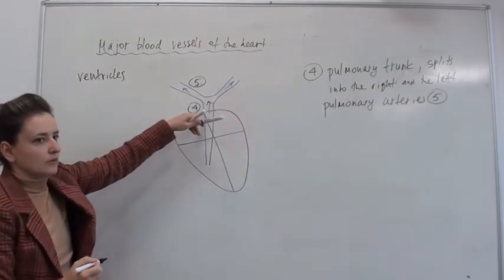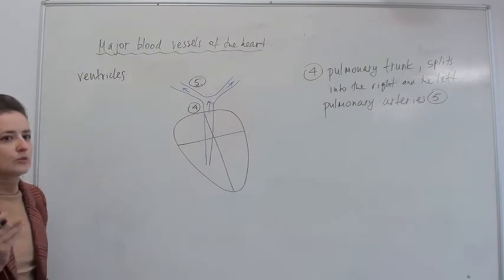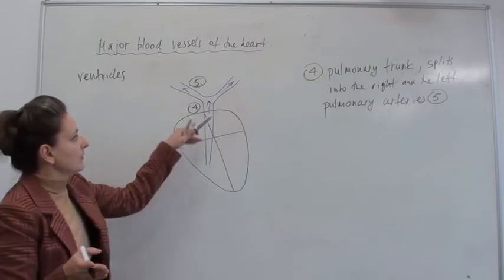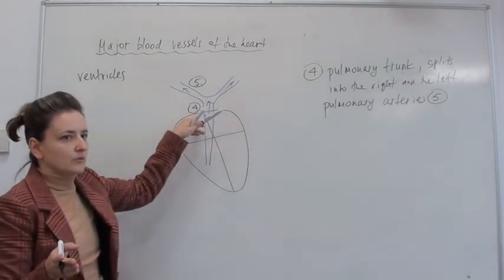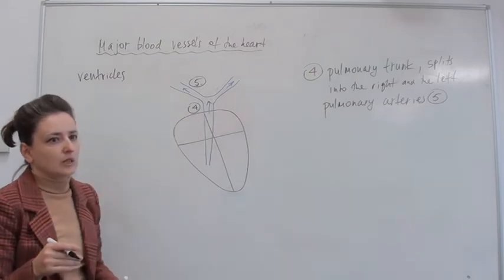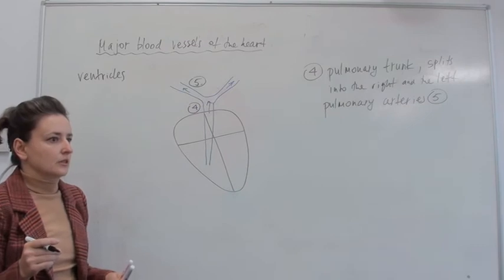So 4 before it splits, 5 after it splits. On a lot of drawings at level 3, they don't talk about the pulmonary trunk at all, they don't mention it, just to be aware. So they often just label right and left pulmonary arteries, so just so that you're aware of that.